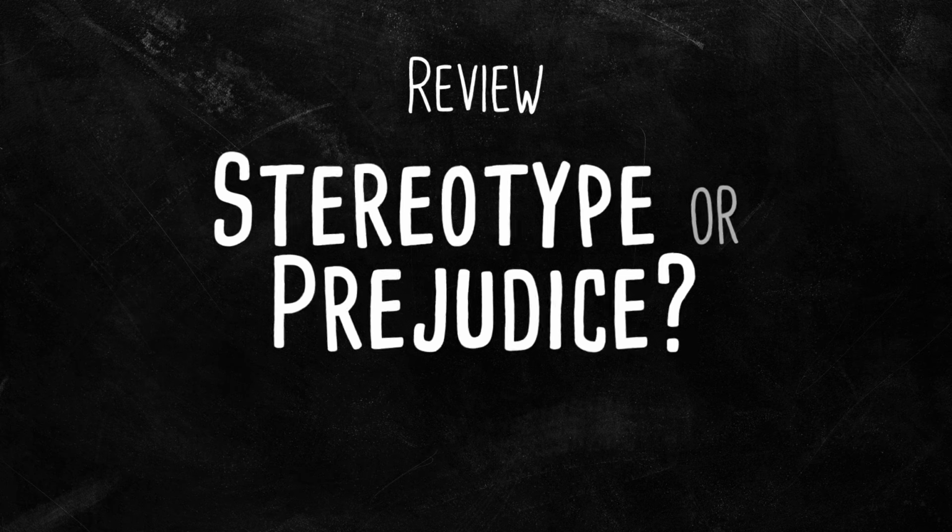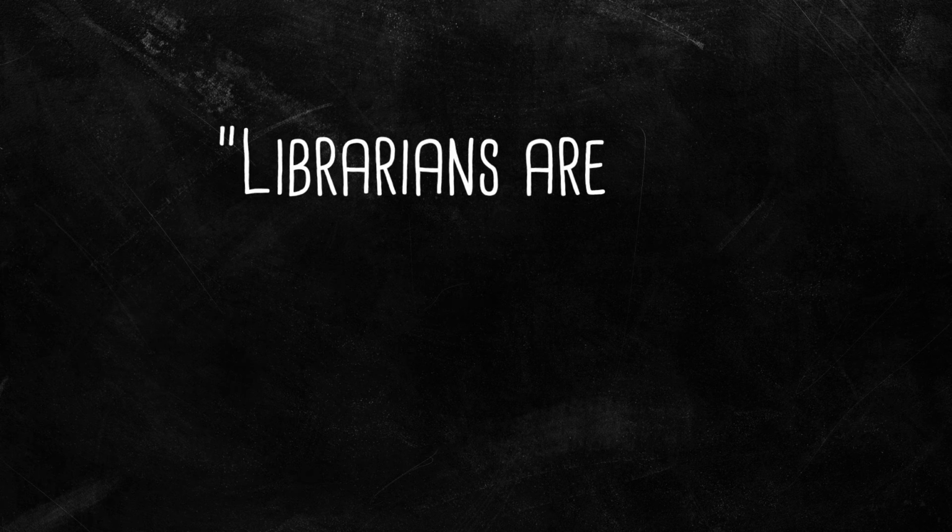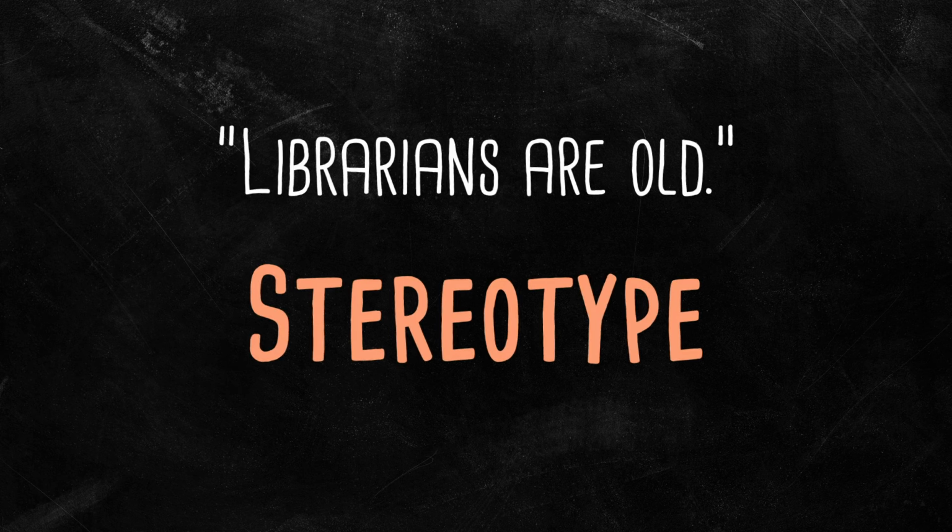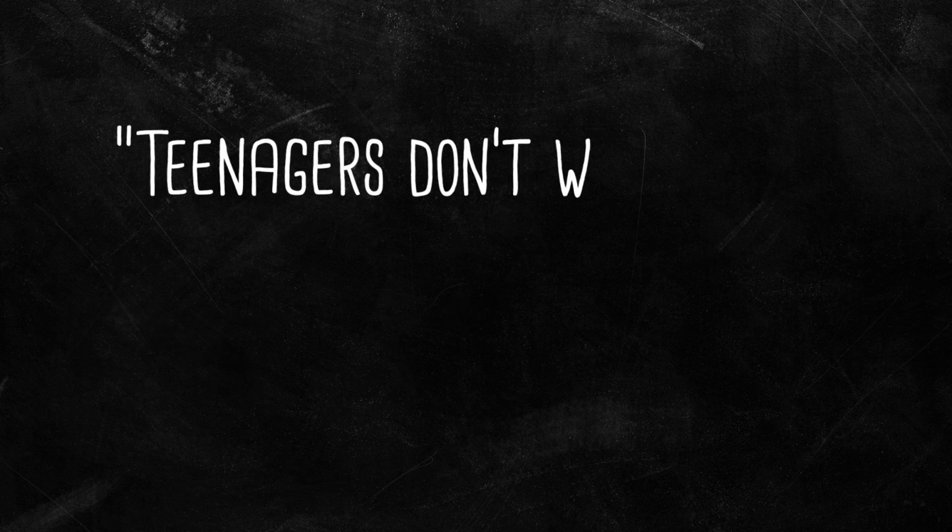Okay, quick review. I'm going to show you a handful of statements that a person might make, and I want you to guess whether we're talking specifically about a stereotype that this person has or a prejudice that this person has. Number 1, let's say somebody says, "Librarians are old." Is that a stereotype or a prejudice? In this case, it's a stereotype. It's a belief somebody has about librarians. There's not necessarily any judgment in it. There's not necessarily any feelings in this. It's just somebody's expectation that if they meet a librarian, they're probably going to be older than someone in another occupation.